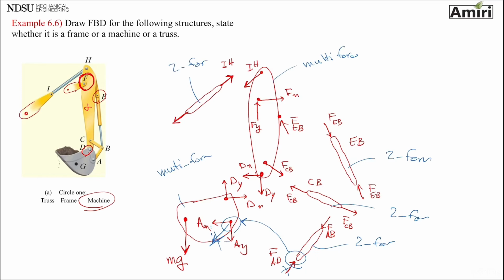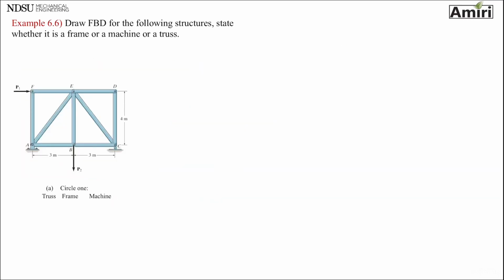Okay, let's look at another one. Free body diagram following the structure. So this looks like a truss. Let's see if it is actually a truss. Do you see any forces that are applied anywhere but the pins or at the end? I don't see any. P2 is at B, P1 is at F. So every member that we have is a two force member.